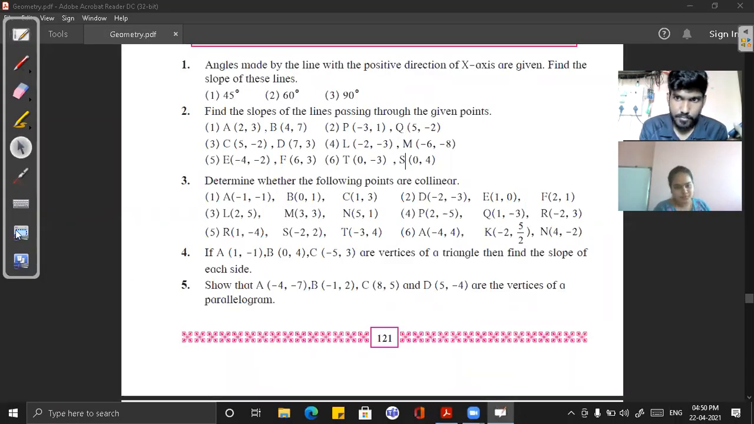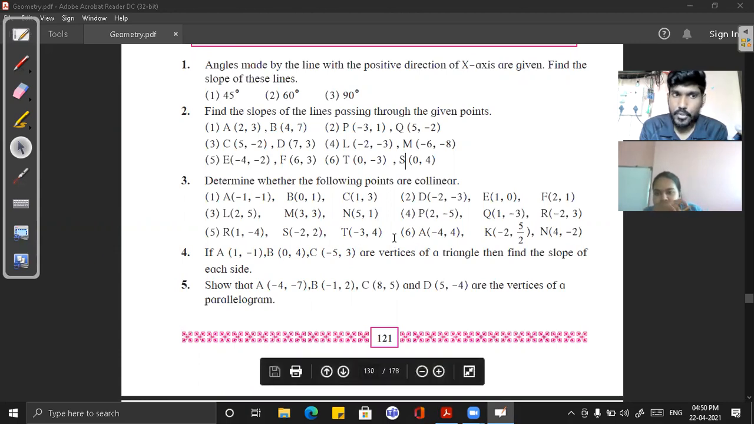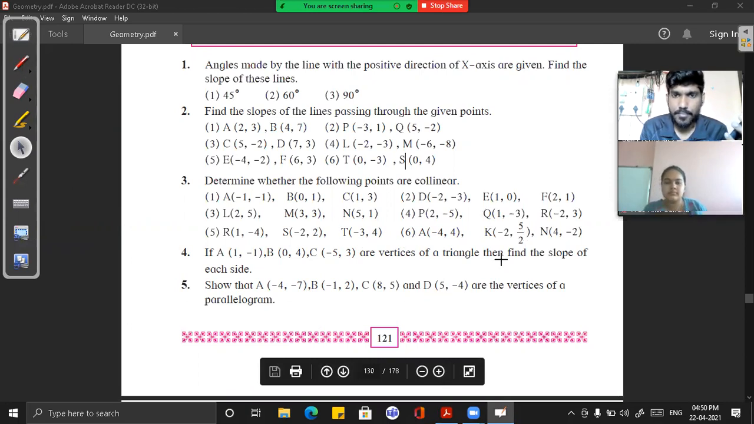The rest is all your homework. Will you be able to do the 6th one for homework? There is just one fraction in it, but the method will be the same. And the rest of all of them, same.